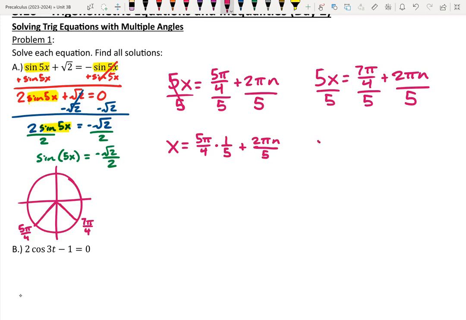This one, 5's cancel, leaving me with x equals 7 pi over 4 times 1/5 plus 2 pi n over 5. All right, and then let's get our fully simplified answers. 5 pi over 4 times 1/5. What would that reduce to? Or what happens to those 5's there? Cancel out, leaving me with what? Pi over 4. And again, I could write this as 2 pi n over 5.